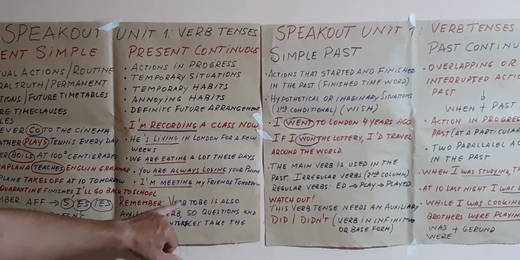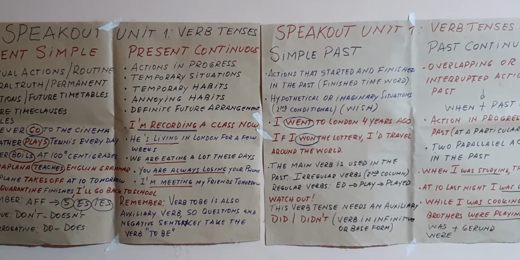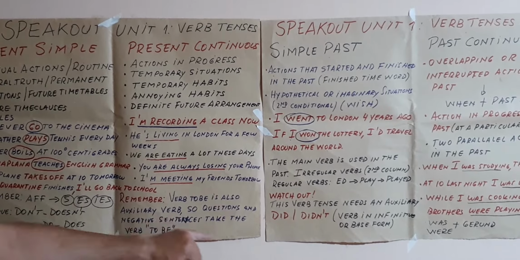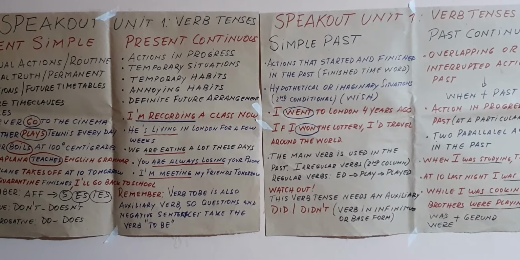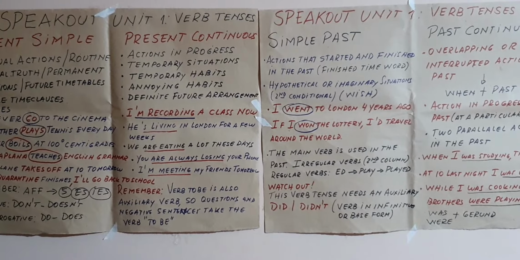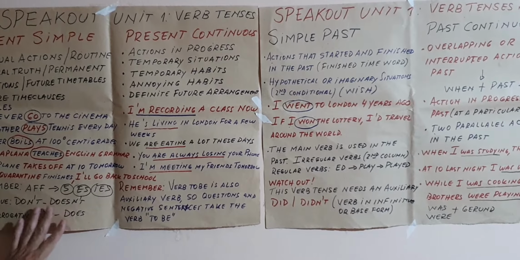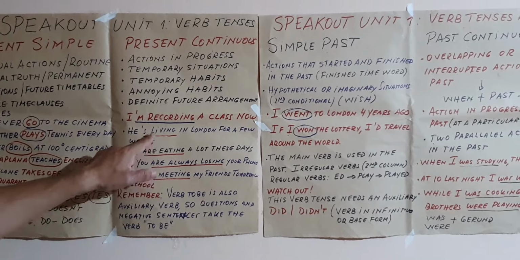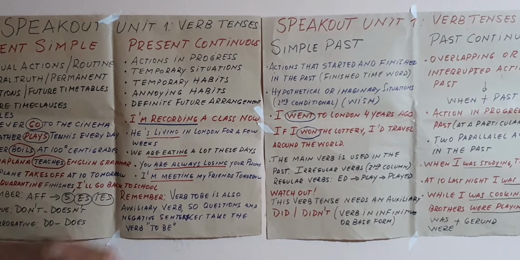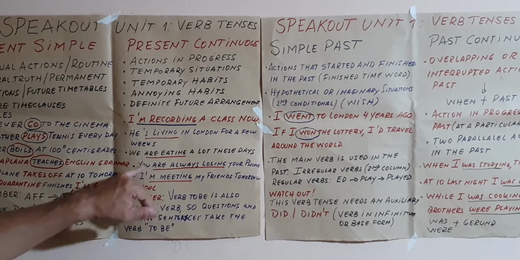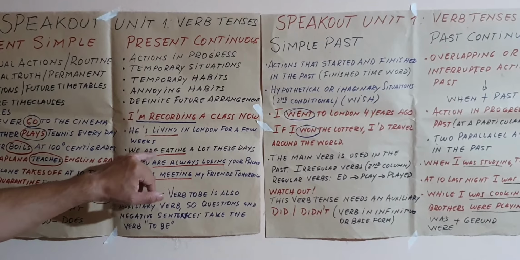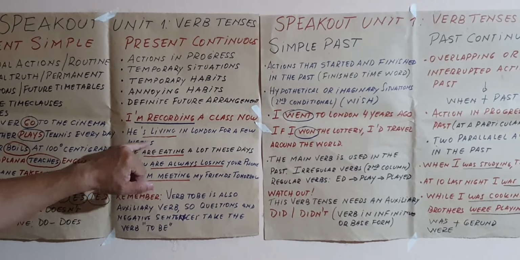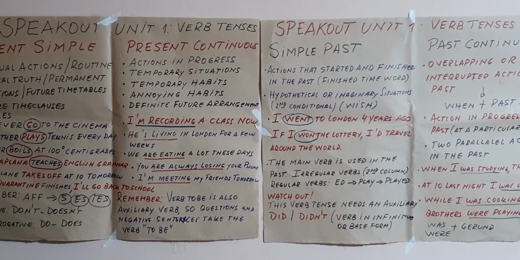Remember, the verb to be is also an auxiliary verb. So in questions and negative sentences, you have to use the verb to be. It is not as in the simple present that you use auxiliaries. No, in this case, the word order changes, or if we want to write negative sentences, we are going to make the verb to be negative. That is to say, isn't or aren't or am not.